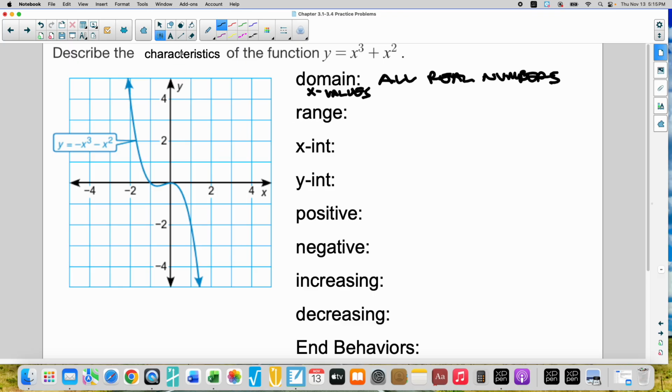What is my range? My range is my y values. So I'm going to go up to positive infinity, down to negative infinity. So also, this is my y values: all real numbers.